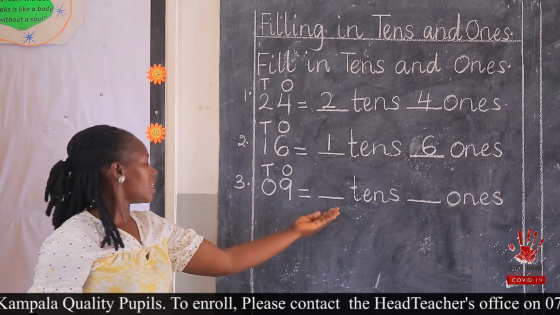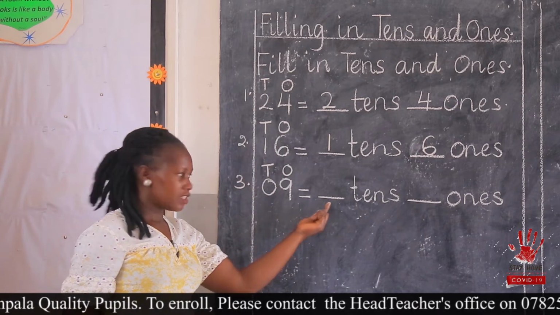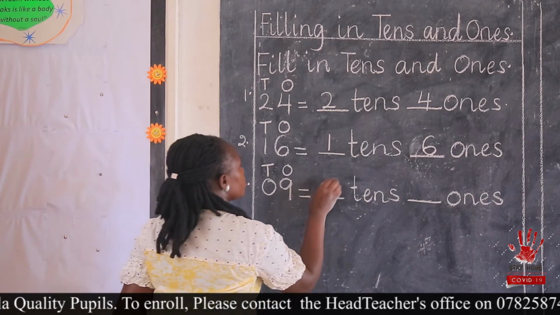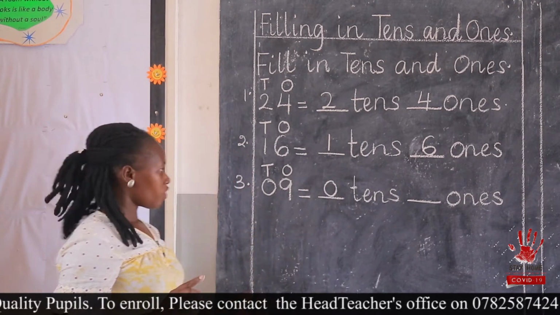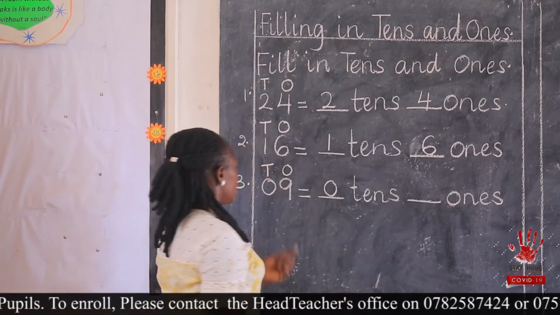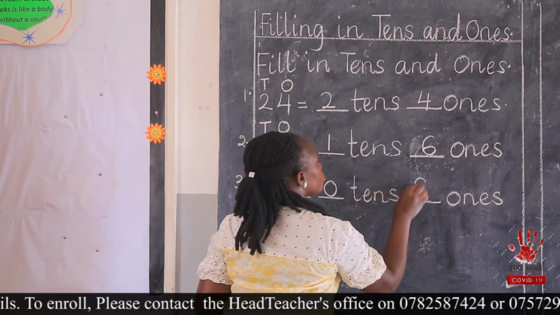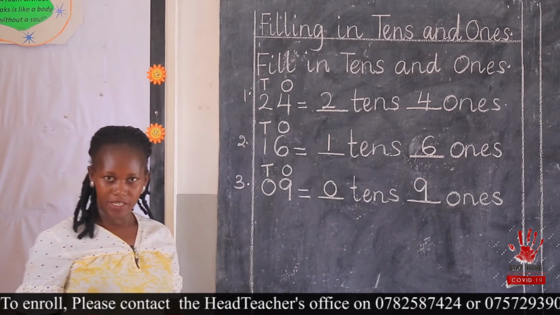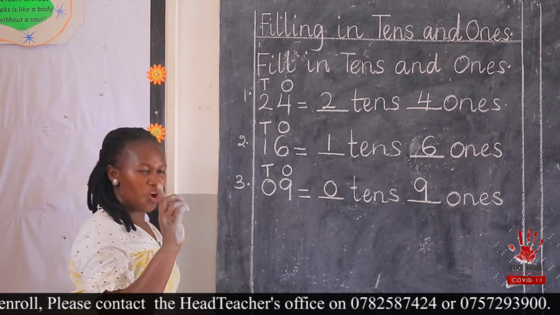When I'm filling in which number is in the tens, it's 0. So I write 0 there. I don't leave it empty. I have to show 0. Then which number is in ones? It's 9. So I have 0 tens and 9 ones. How about if I give you only one digit?